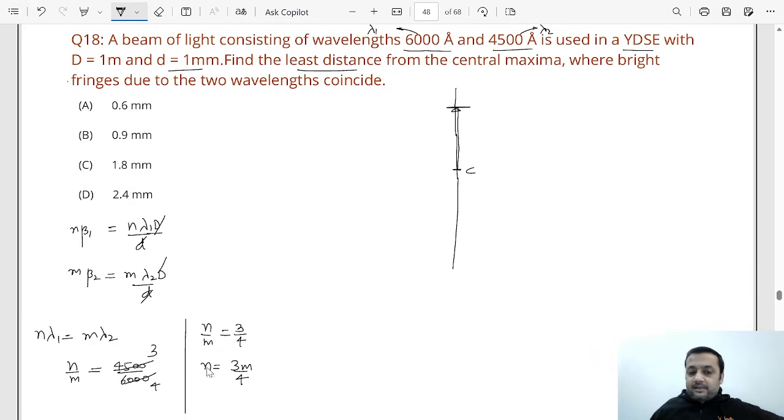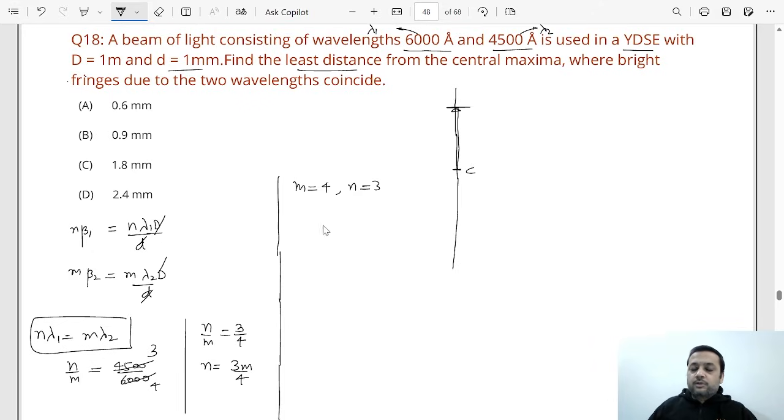If you put m as 1, n will not become an integer, n is becoming 3 by 4. If you put m as 2, again n will not become an integer. If you put m as 3, again n will not become an integer. But if you put m as 4, then n becomes 3, which means the smallest possible value of m which makes n an integer is 4. These are the smallest set of integers which will satisfy this equation. So we have found the least distance. Either you can put n equals 3 or m equals 4. Both will give you the correct answer.